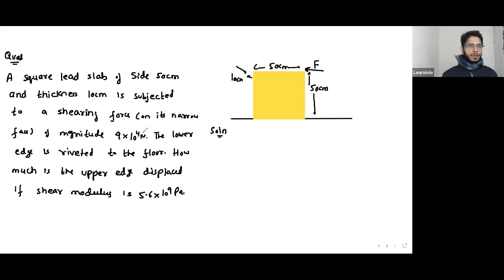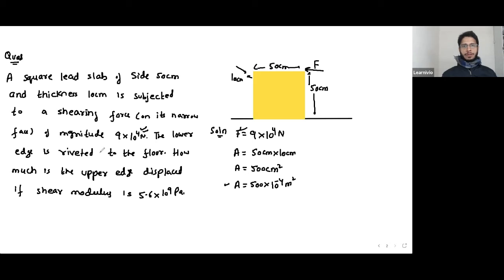So the force that I'm applying is of magnitude 9 into 10 raised to the power 4 Newton. The area of this portion A is side into side, is 50 centimeter into 10 centimeter. So the area is 500 centimeters square. So that's basically 500 into 10 raised to the power minus 4 meters square. So this is force, this is area.